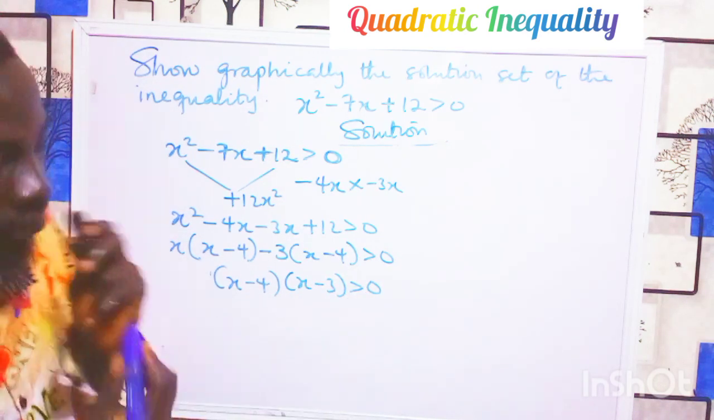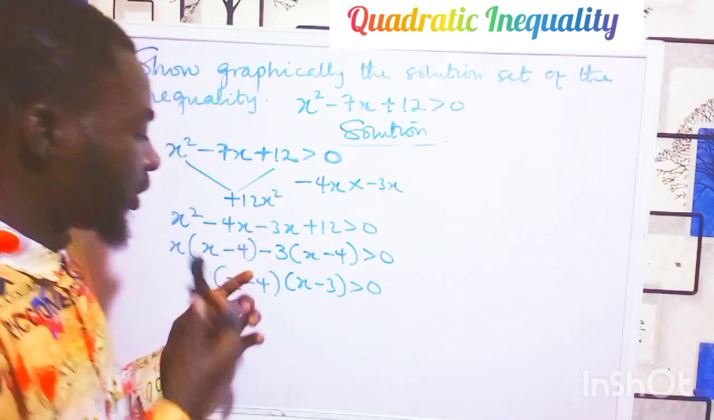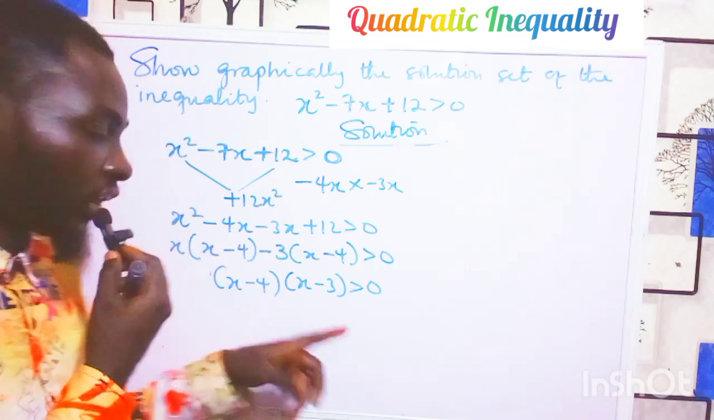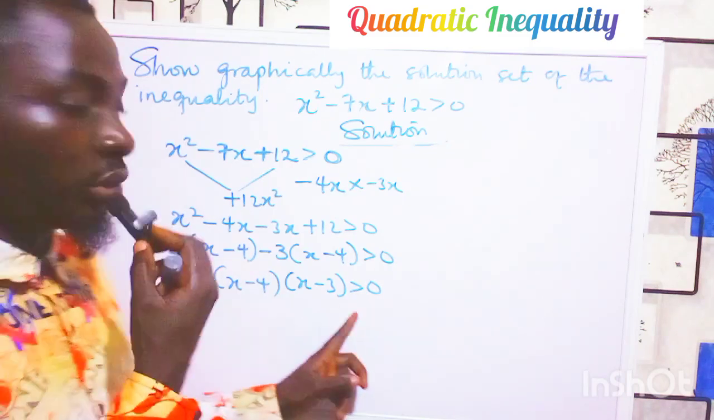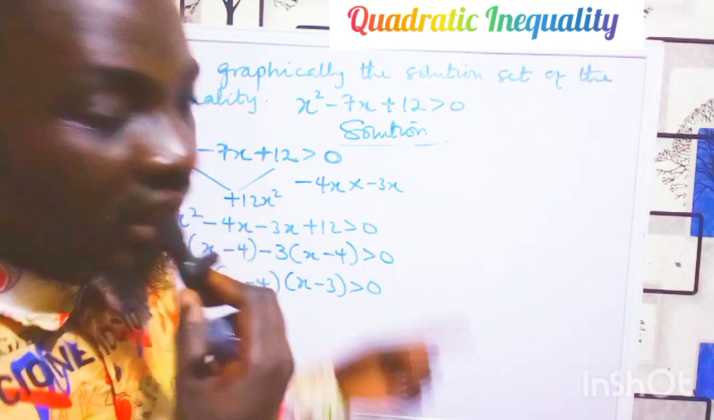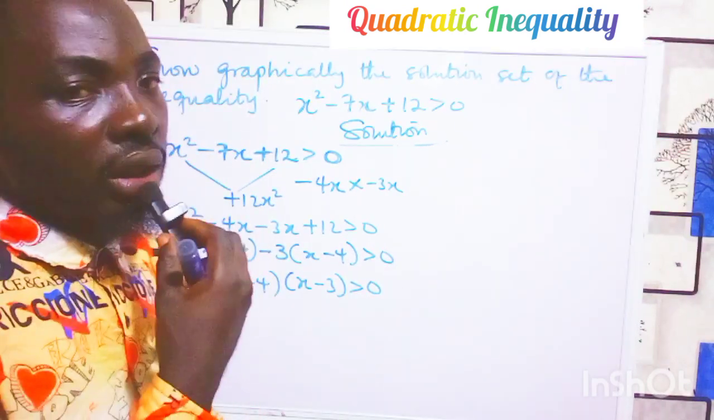So from here, what we are going to do is look for the value of x that, when we input it in this expression here, we are going to have an answer that is greater than 0. And how do you do that?